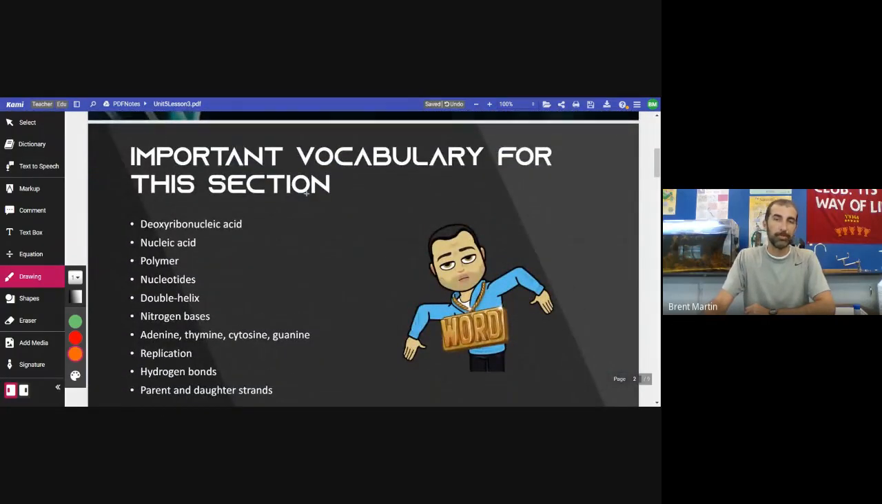Here is some vocabulary for this section that you need to be comfortable with using. You've got deoxyribonucleic acid, which is actually DNA. Nucleic acids, polymers, nucleotides, double helix, which again we mentioned earlier was the shape of DNA. Nitrogen bases, and there are actually 4 of those. They are listed here: adenine, thymine, cytosine, and guanine. How DNA replicates, how its hydrogen bonds are related to that, and how you end up with parent and daughter strands from one parent strand.